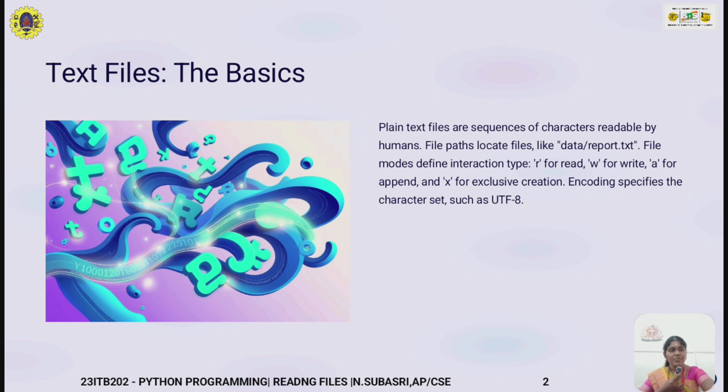After that, we have different modes which can be used. We use the R key for reading a particular file, the W key for writing something on that file, and for appending we use the A key. X is for exclusive creation, and we can encode the specified character set such as UTF-8 with the help of this programming.